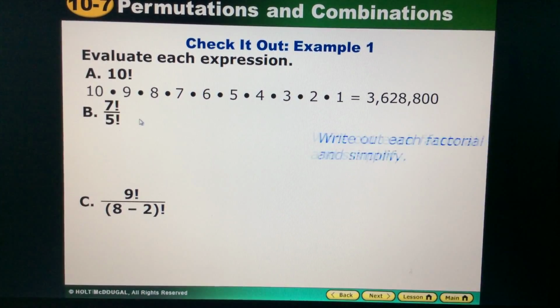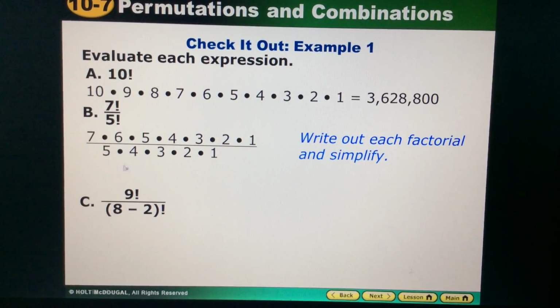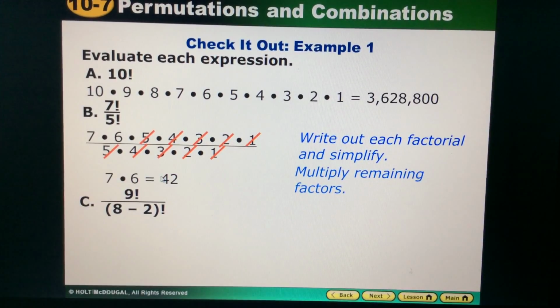If you did 7 factorial divided by 5 factorial, that's going to be 7 times 6 times 5 times 4 times 3 times 2 times 1 over 5 times 4 times 3 times 2 times 1. Well, the 5 times 4 times 3 times 2 times 1 is the same in the numerator and denominator, so you could cancel all of those common factors. And when you do that, you're just left with 7 times 6 is 42.